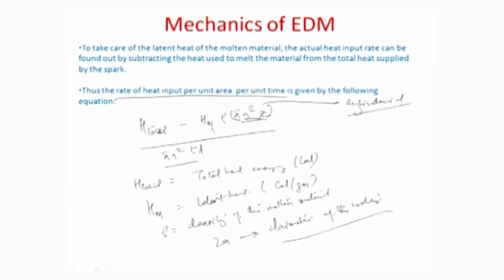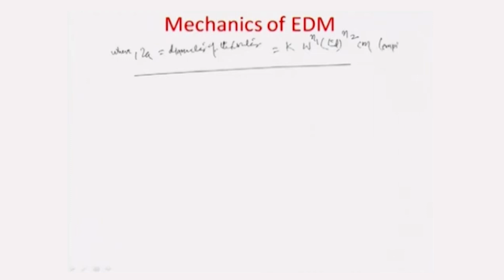So, this 2a, the spark diameter, or maybe you can call it the diameter of the crater, assuming it to be the same as the spark diameter, is actually given by an empirical relationship: k times W to the power of coefficient n1 times Td to the power of coefficient n2, and this is in centimeters. So, this is purely empirical, from experimentally obtained results.